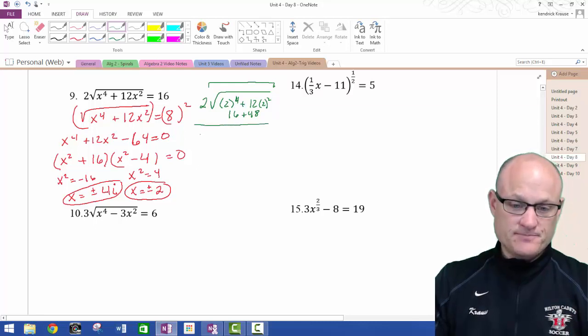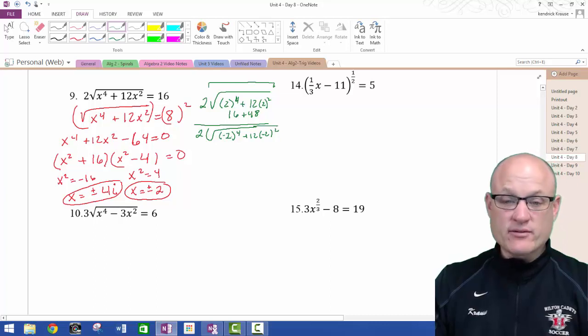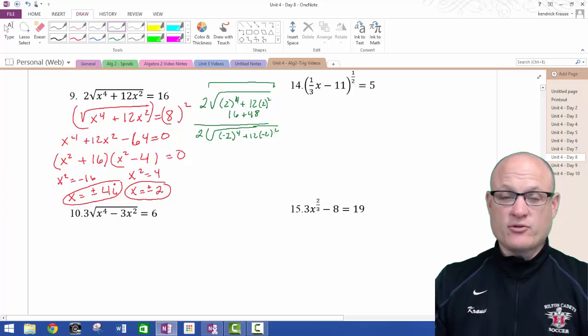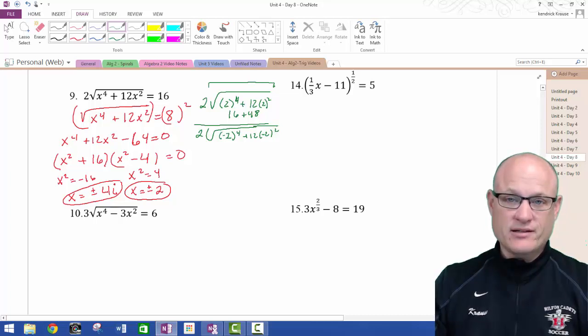Let's try the negative. Negative 2 to the fourth plus 12 times negative 2 squared. Well, that's going to be the exact same thing, because negative 2 to the fourth is 16. And negative 2 squared is 4. 4 times 12 is 48. 48 and 16 is 64. Square root of 64 is 8 times 2 is 16.